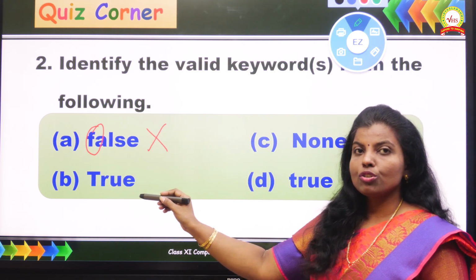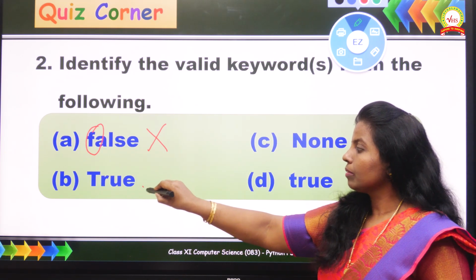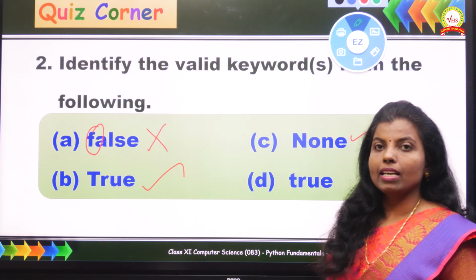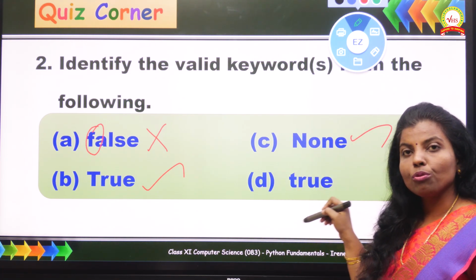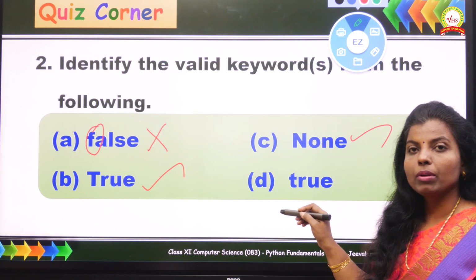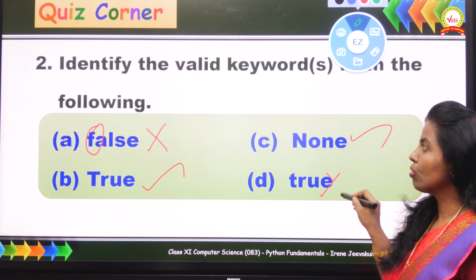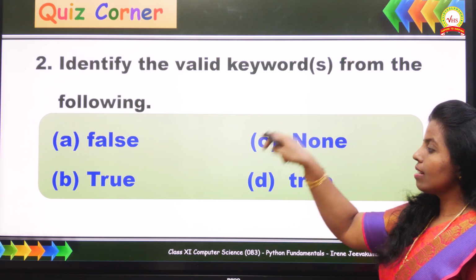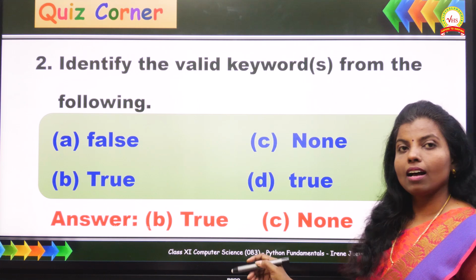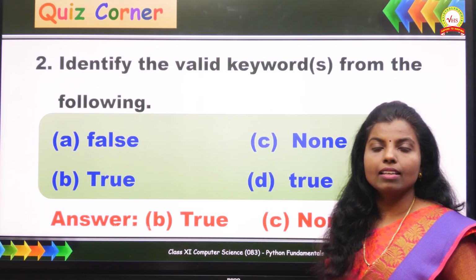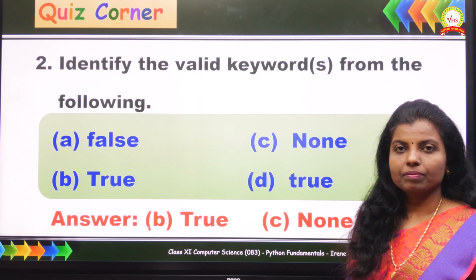And the next keyword, true, begins with a lowercase letter, and None begins with an uppercase letter. True is a keyword, but it has to begin with an uppercase letter, and here it begins with a lowercase letter. So this also becomes an invalid keyword. So what is the answer for this one? The answer is that True as well as None are the valid keywords of Python.